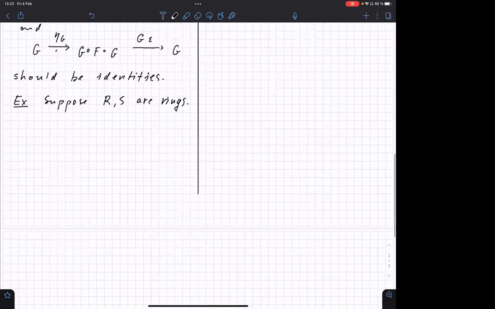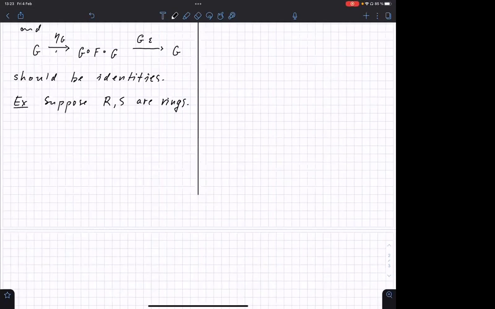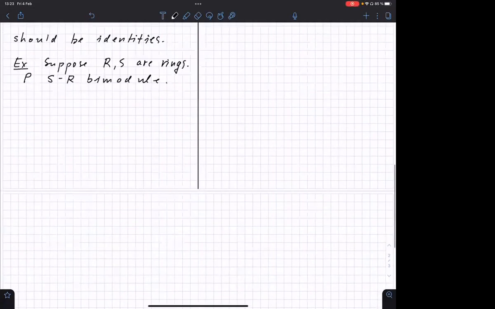Okay, so let me give another example. It's very similar to the evaluation and co-evaluation from before. With sets, it's a kind of linearized version of this. So suppose R and S are rings, and P is an SR bimodule. We already gave an example of a pair of functors you get from an SR bimodule before.